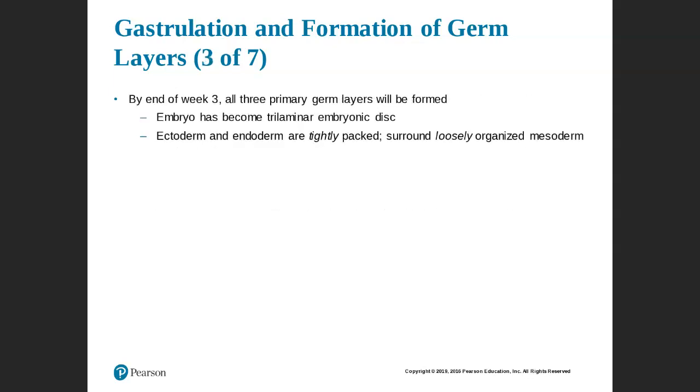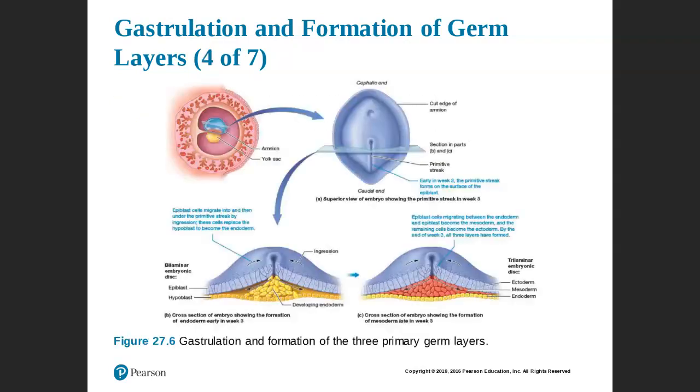Week 3, all 3 primary germ layers have formed. The embryo has now become what we'll call a trilaminar embryonic disc. Ectoderm and endoderm are now tightly packed, and they surround a loosely organized mesoderm. So that's basically gastrulation and formation of your germ layers. That's the principal function of this gastrulation period.